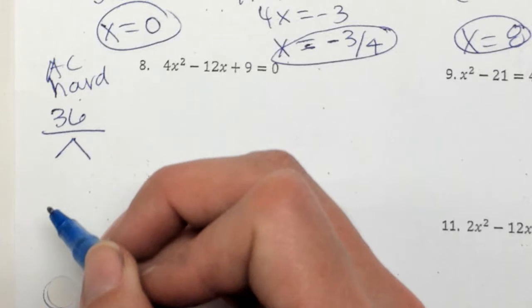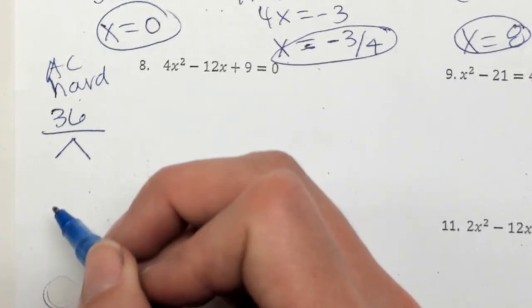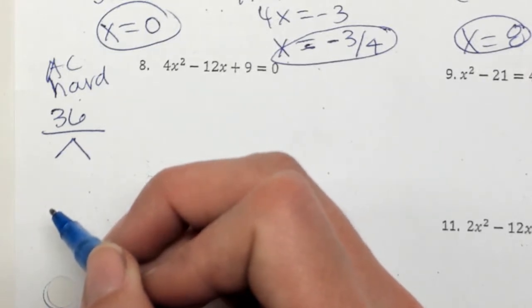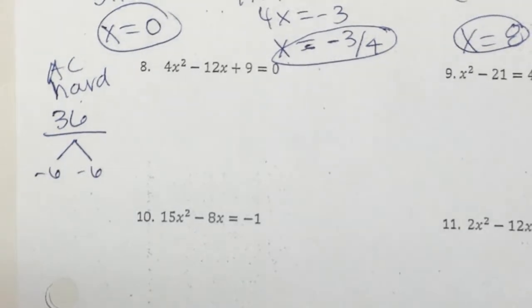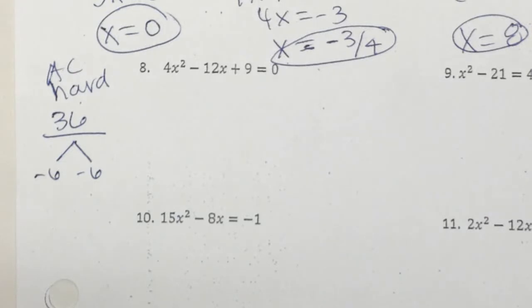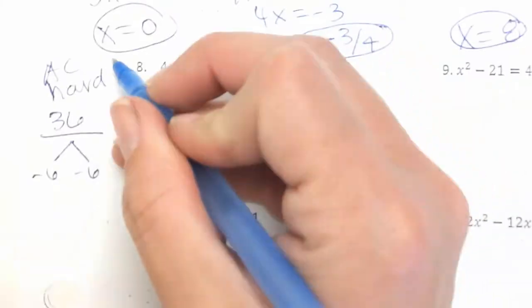Okay. Anything else? Negative 6 and... Good, negative 6 and negative 6. Because when we multiply, they give us a positive. When we add, they give us a negative. Y'all remember what to do from here? Okay, I'll give you a hint.